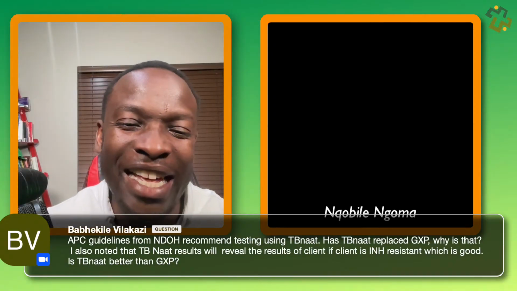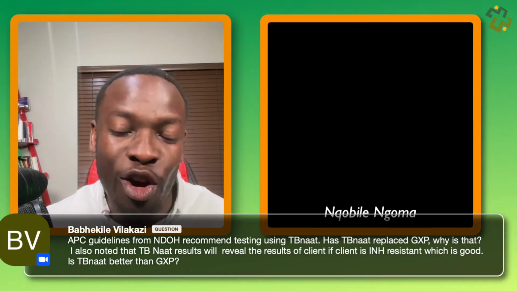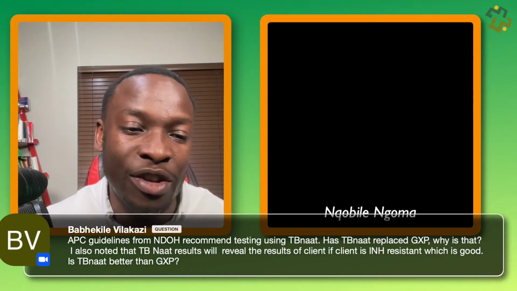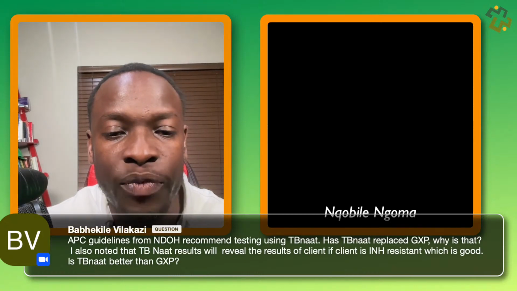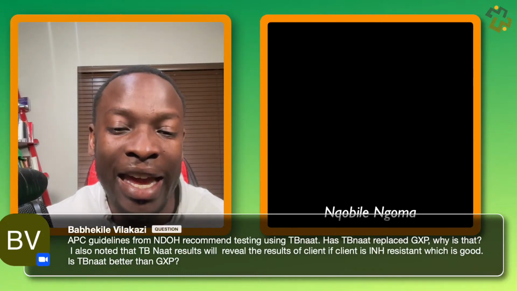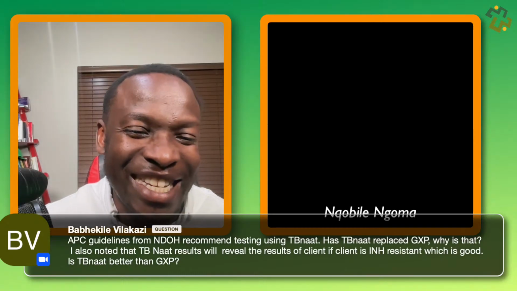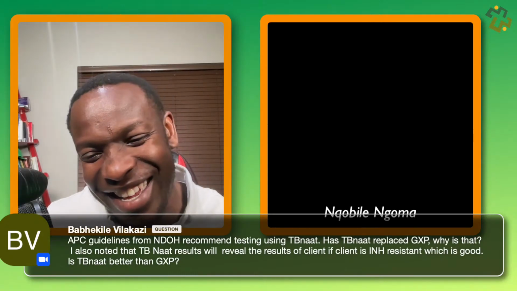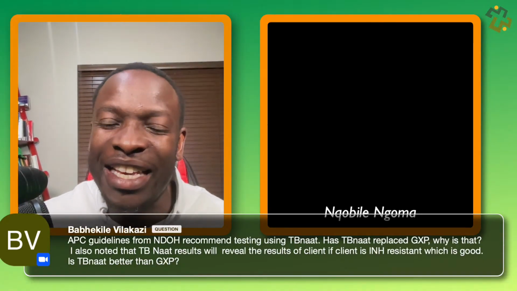TB NAT is another test, a different thing. That's why I said there's a tricky question. And then they say: I also noted that the TB NAT result would reveal if the client is INH resistant, which is good. Is TB NAT better than GeneXpert? Maybe you want to re-clarify.